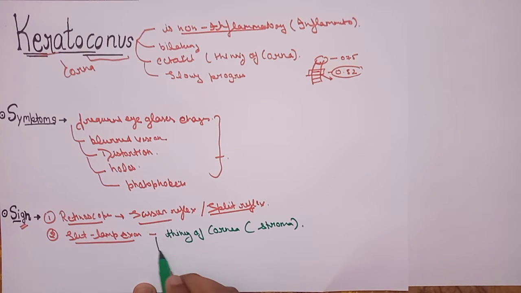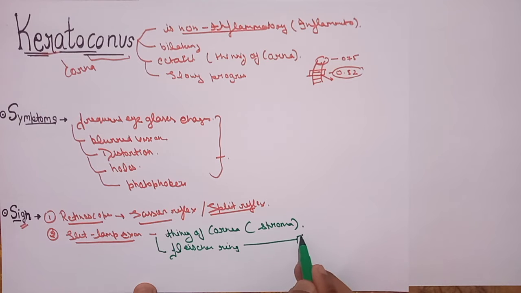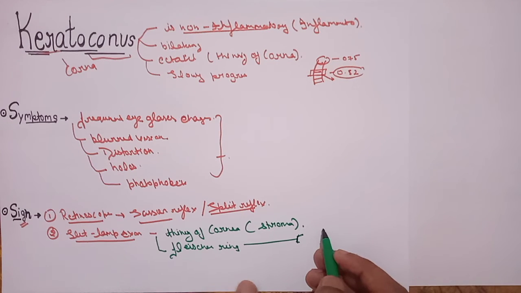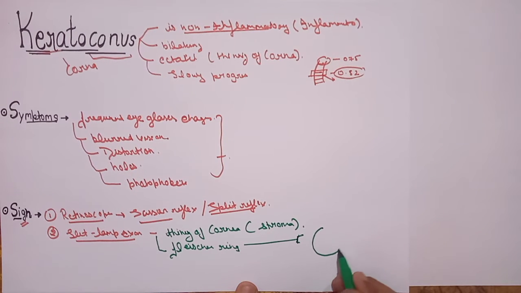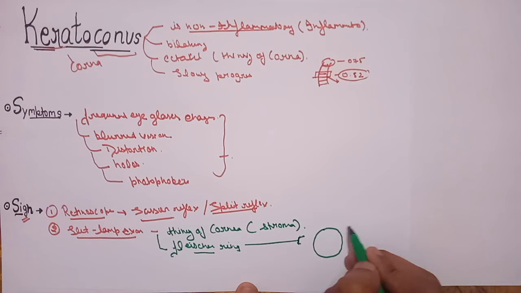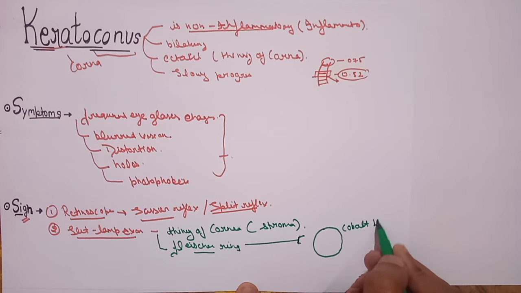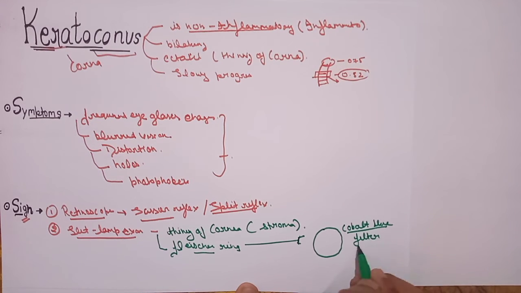Second is Fleischer's ring. So what is Fleischer's ring? Fleischer's ring is an iron deposition in the cornea. Fleischer's ring is always seen with a cobalt blue filter, so use the cobalt blue filter when you look for Fleischer's ring.